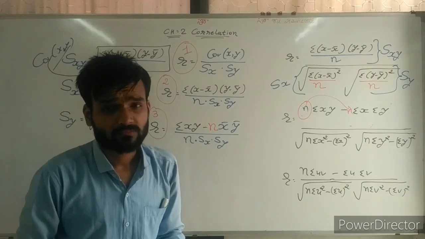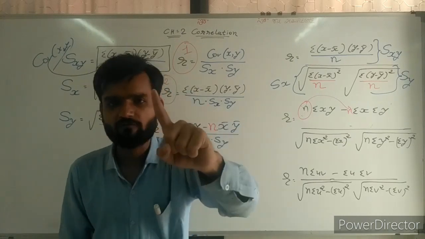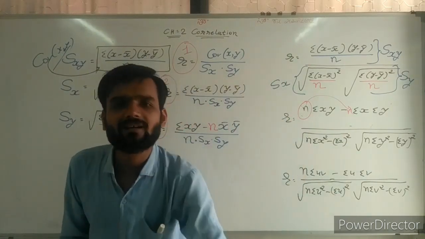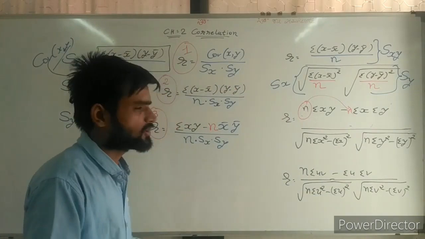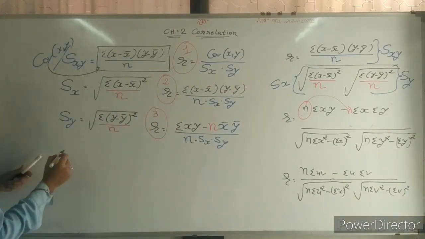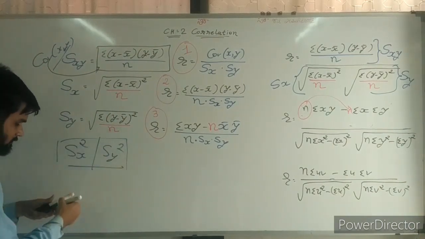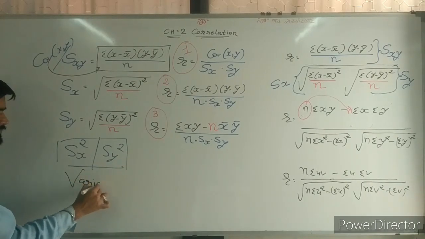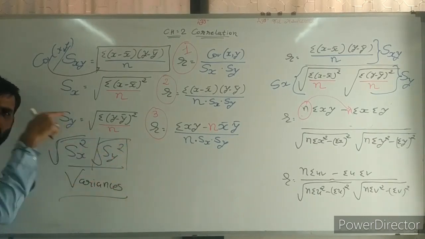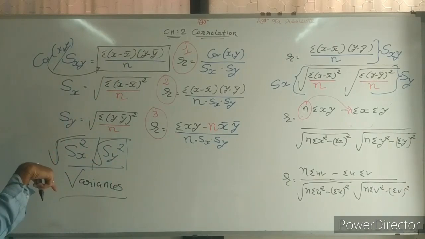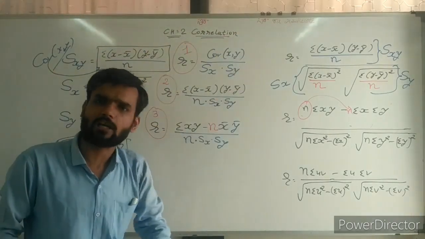Again, I am repeating. Remember only one line. If standard deviation of x or standard deviation of y or variance of x or variance of y is given. Actually, what is variance? All of you know, sx square and sy square are variances. And if we find the root of that, it gives sx and sy. Simple. And this formula is already used in 11th standard also.